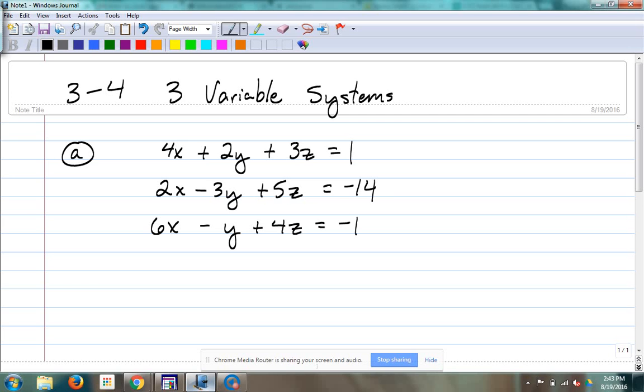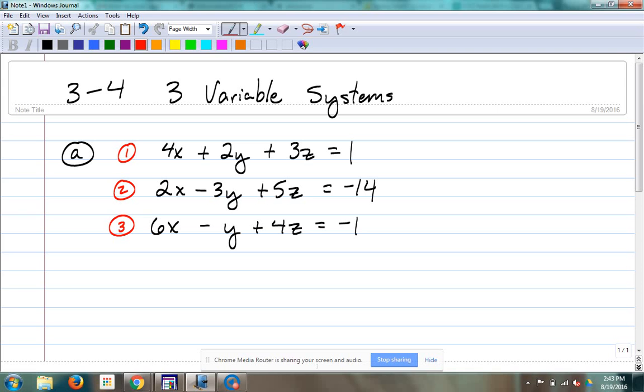So let's look at these. What I like to do to help organize myself with this, and you're going to need to be organized with this, you can't be everywhere with three variable systems, is to look at it and say, okay, this is equation number 1, this is equation number 2, and this is equation number 3. Because we're going to have to take them 2 at a time to start off with.